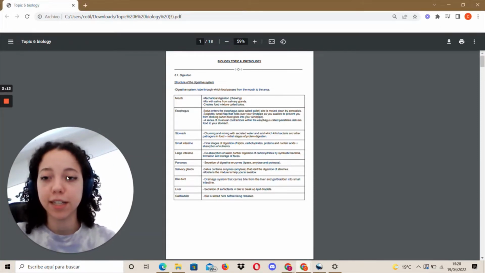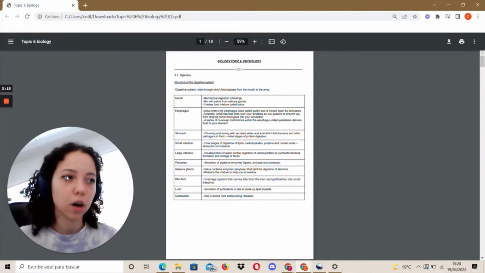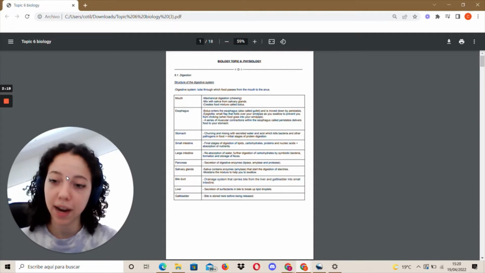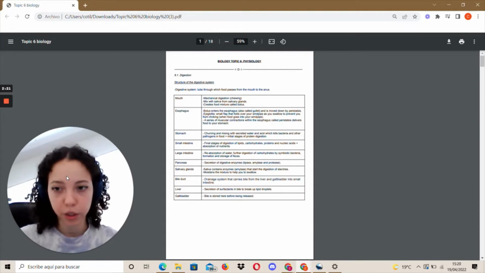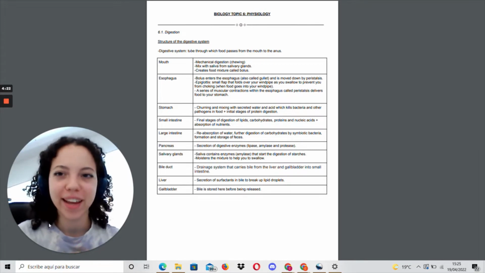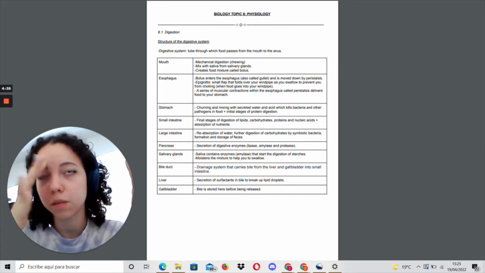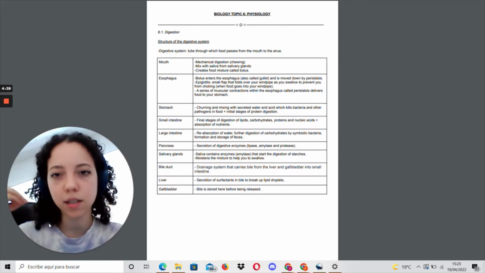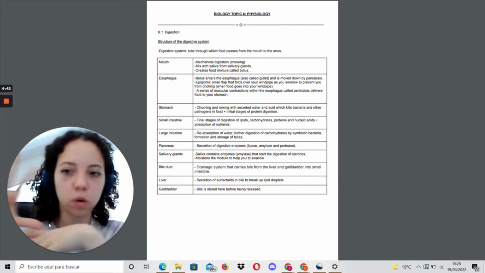There are many steps to digestion. However, the ones that we will cover in these notes and in the IB syllabus are digestion, both mechanical and chemical, and absorption. Okay, let's get started. The digestive system is basically a tube through which food passes from the mouth to the anus, so that's what we're going to cover.